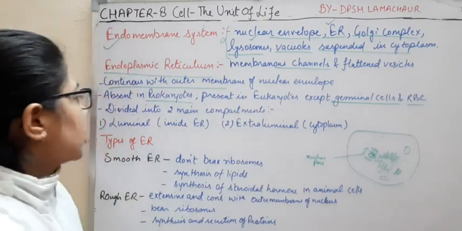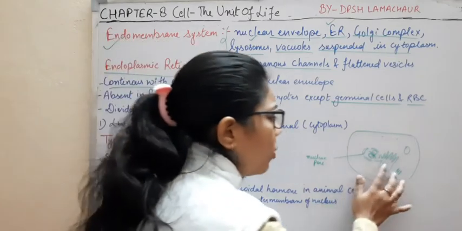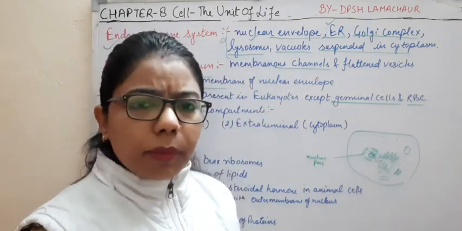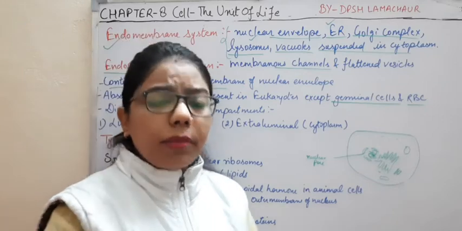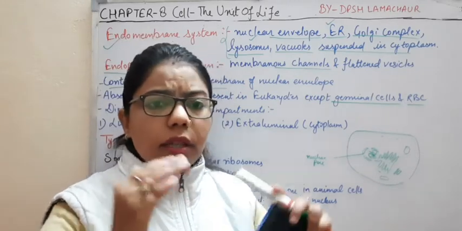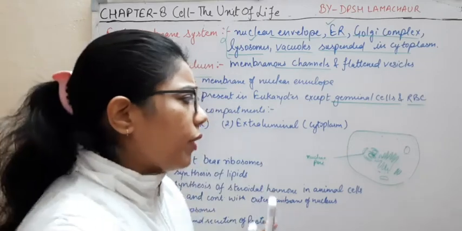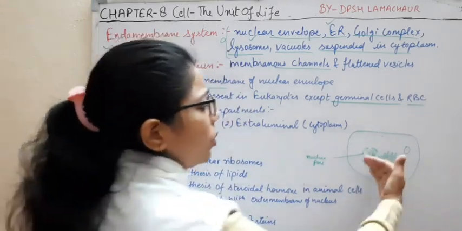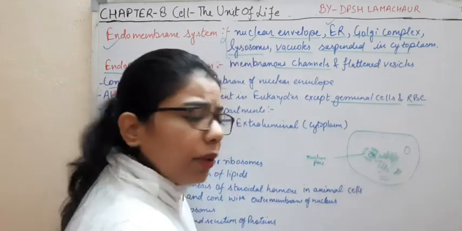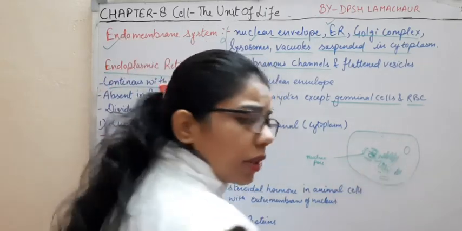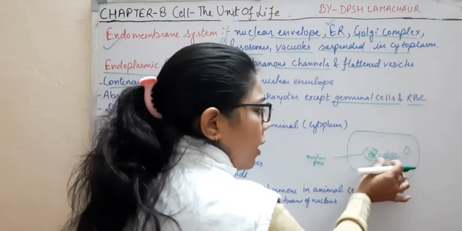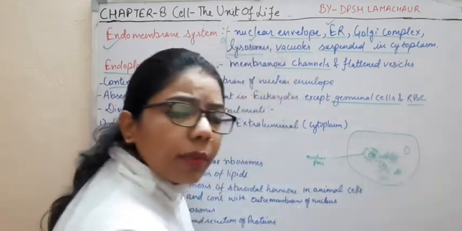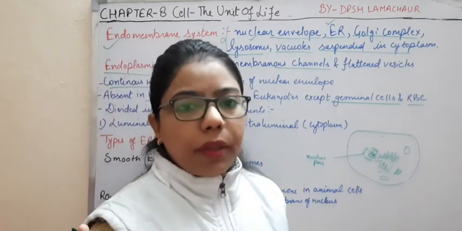Now if you see this endoplasmic reticulum, it is divided into two compartments. Some structure, some space is present, so we have classified it into two parts. What are they? You can see the endoplasmic reticulum has this type of structure. Inside the reticulum, this is one component, and outside of the endoplasmic reticulum, this is the other compartment.